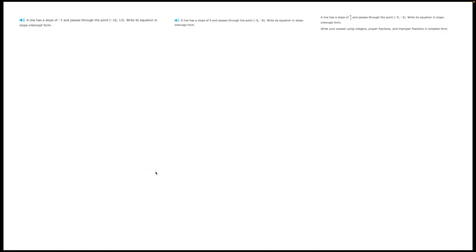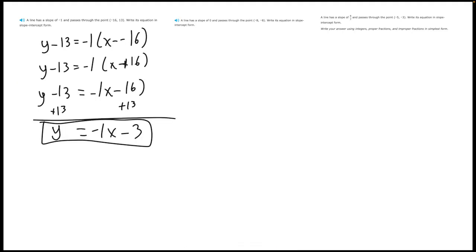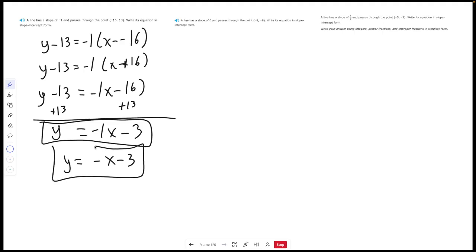Okay, now that you've had time to work these problems, let's check your solutions. For the first problem, here is the work. You should have ended up with y equals -1x minus 3. This could also be written as y equals -x minus 3, because you don't usually write the 1.